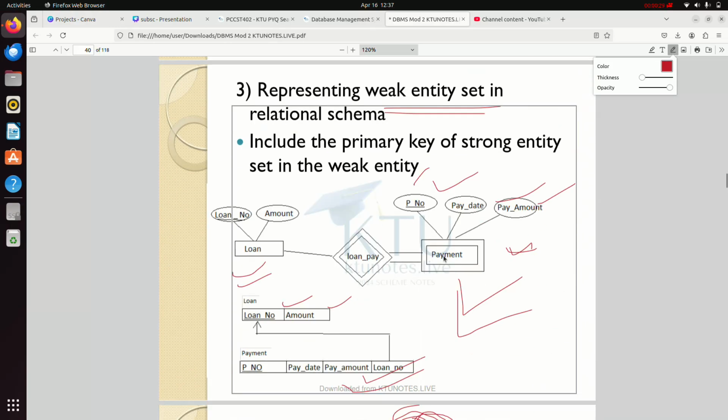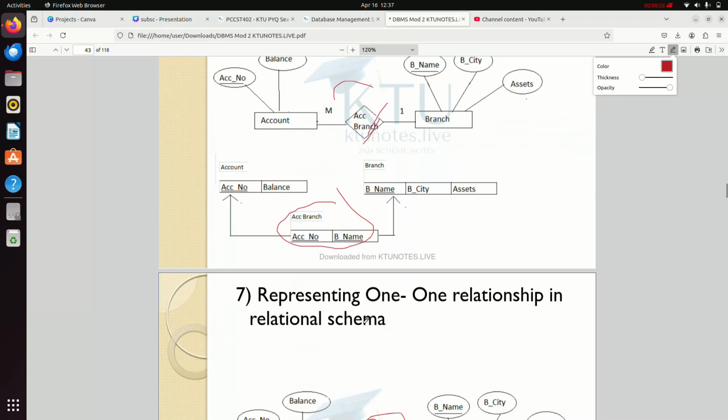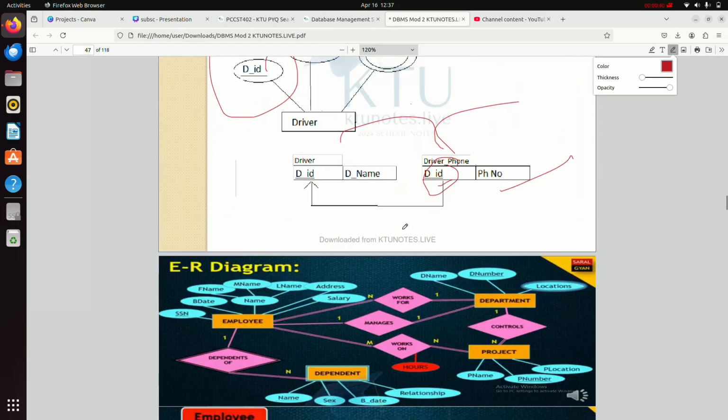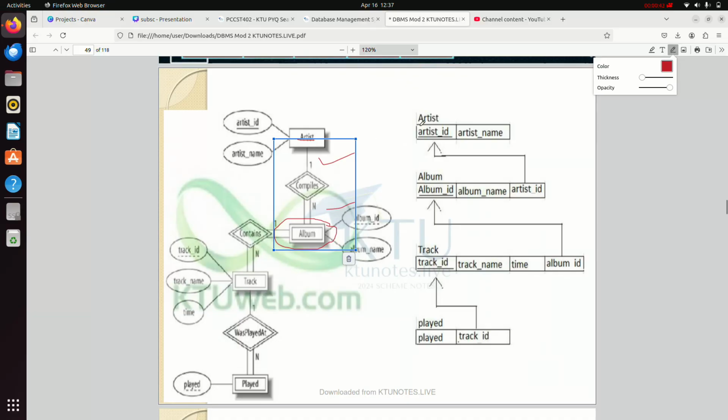So how do we represent a weak entity? This is how I told you. The weak entity would have the primary key of the strong entity. So here in this question we will write artist ID, artist name, because it is a strong entity, with a one-to-n relationship with album, which is actually a weak entity. So we'll write album ID, album name, and the primary key of this artist, that is artist ID. Done. Fine.